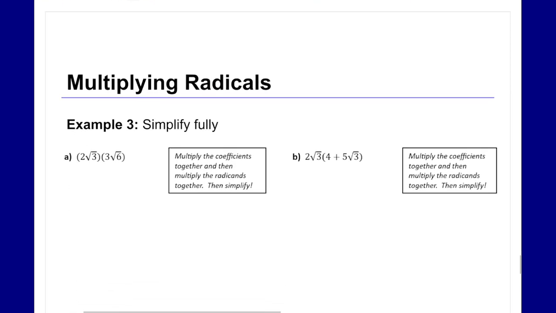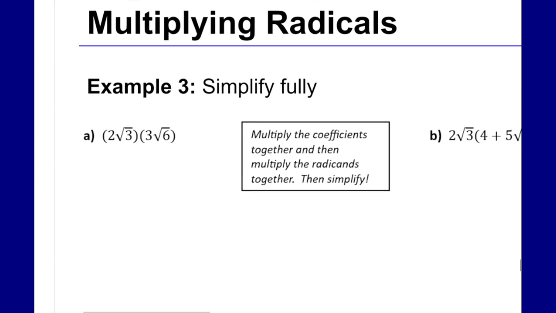Next, we're going to look at multiplying radicals. When we multiply radicals, there are different scenarios that we can come across, so we have to be aware of what they are. The main thing, though, is that when I'm multiplying radicals together, I multiply the coefficients together, and then I multiply the radicands together. So in this case, 2 root 3 times 3 root 6. I multiply the 2 and the 3 together, and I multiply the 3 and the 6 together.